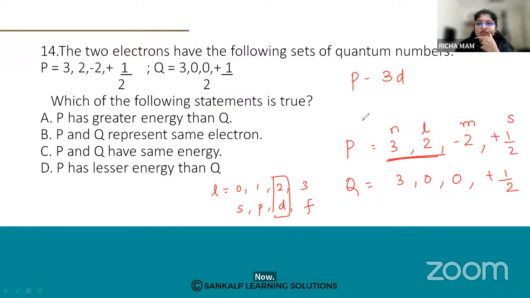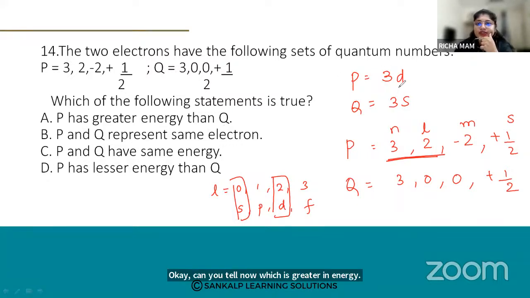Then Q, which is Q, again it is 3 and L is 0, which means it is S. Can you tell now which is greater in energy? Which of the following statements is true? So 3D. 3D is highest. 3D is greater in energy.